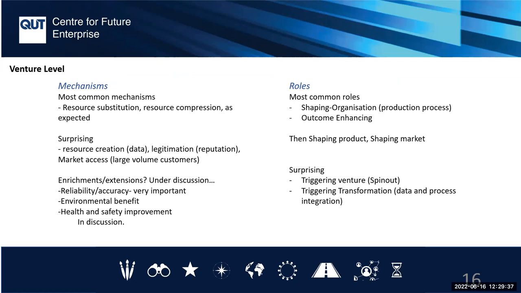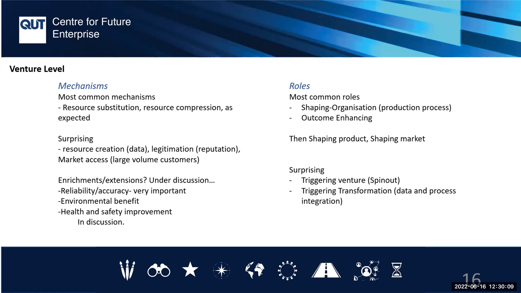In terms of mechanisms and roles, like we said, we see resource substitution, that is substituting a robot for human labour, and resource compression, doing things much faster, as being the main things exhibited in all the study. We also saw, though this was perhaps unexpected, that there was resource creation. Having robots meant that you created data which you could use in really useful ways to improve your operation.